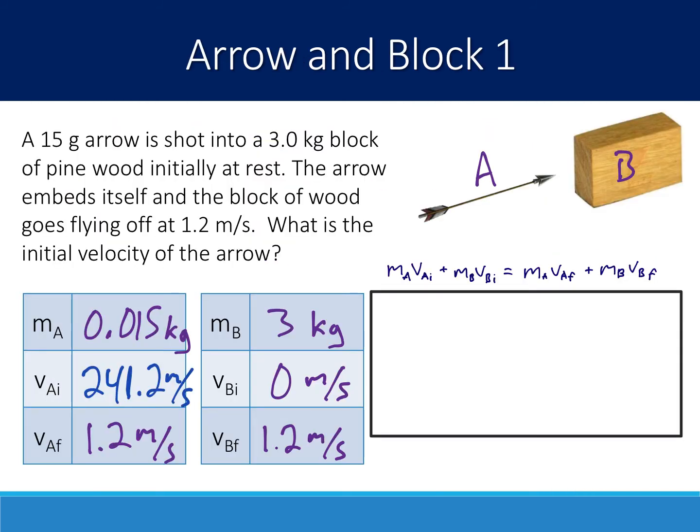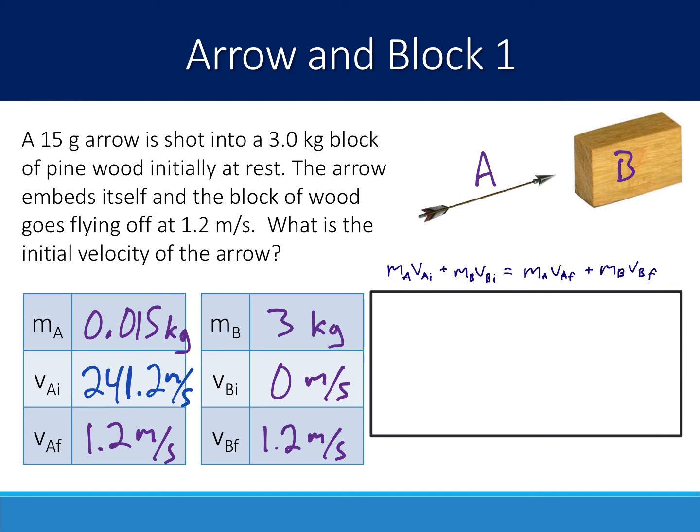All right, in this next example, we're going to take a look at conservation of momentum again with a slightly different angle. We have an arrow that's been flying through the air, and it hits a block of wood that's at rest, and they become stuck together, and they both move with a final velocity of 1.2 meters per second. Now, when you look at these problems, we're still going to use the same conservation of momentum equation.